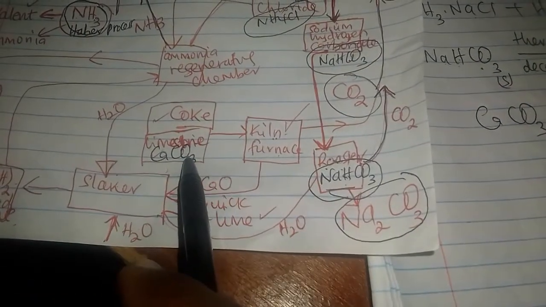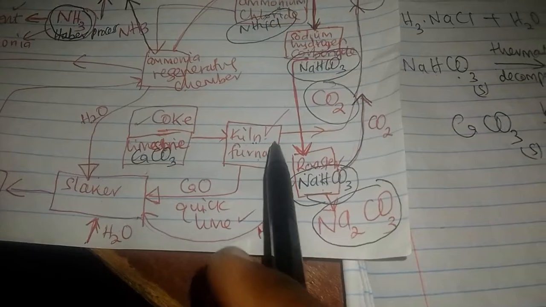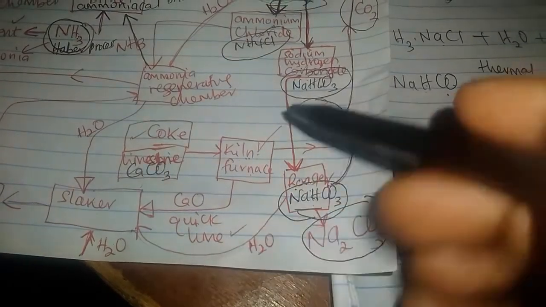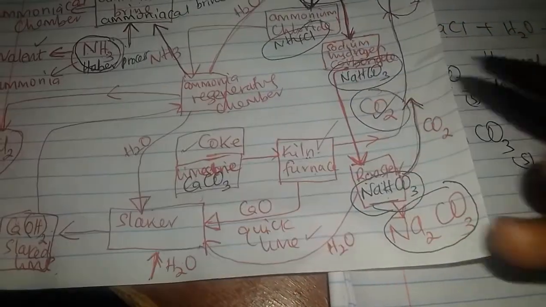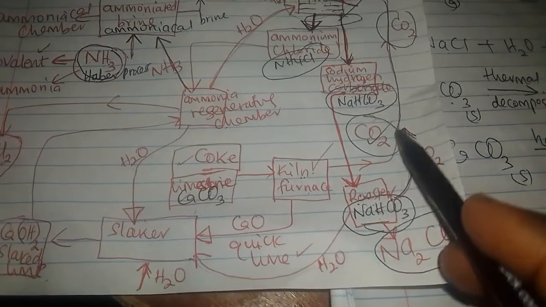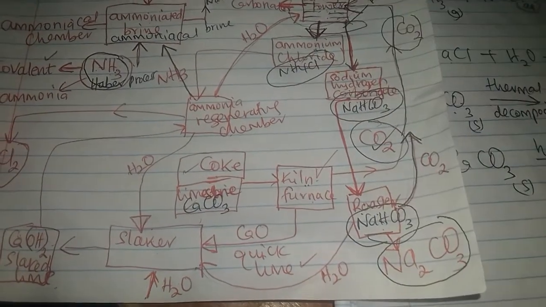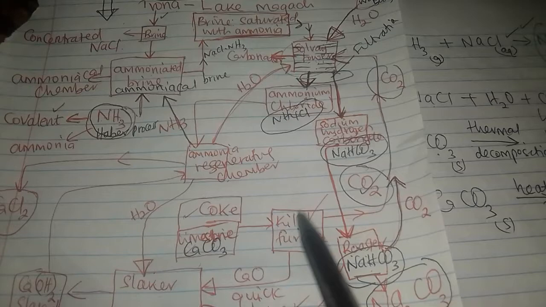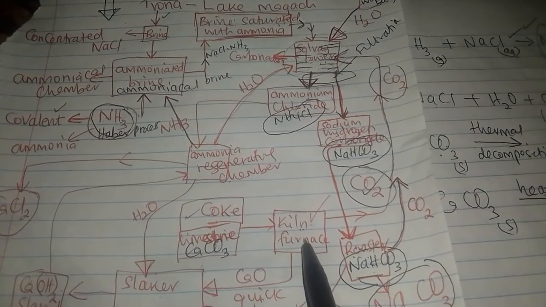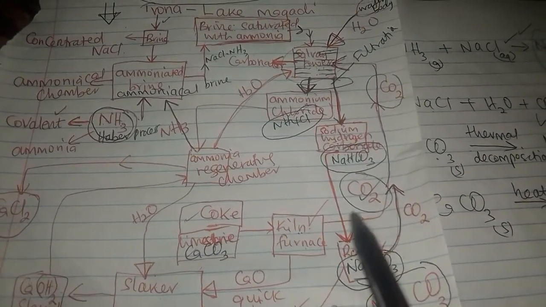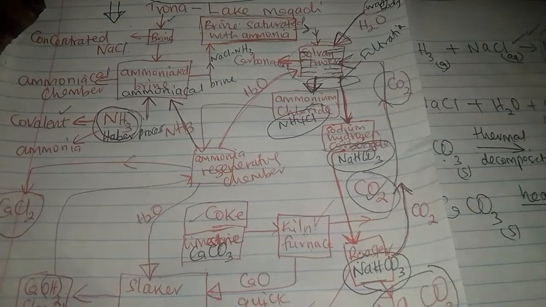So the limestone goes into the kiln or furnace, what gets produced? Carbon dioxide. So the carbon dioxide gets recycled or gets taken to the Solvay tower. Now from the kiln, where the calcium carbonate has undergone dissociation, carbon dioxide gets taken into the Solvay tower.